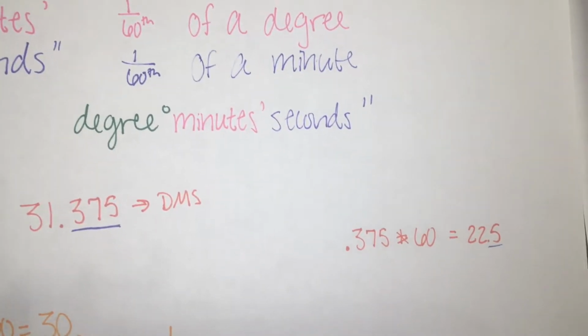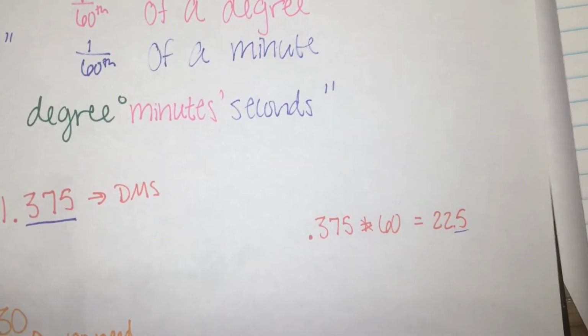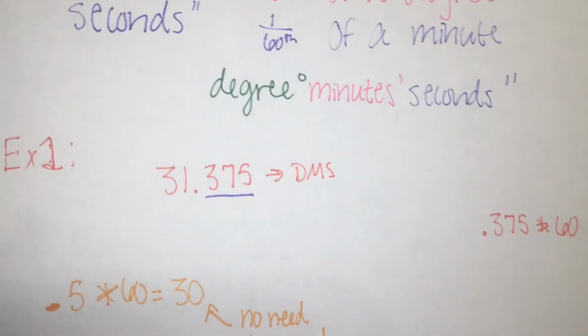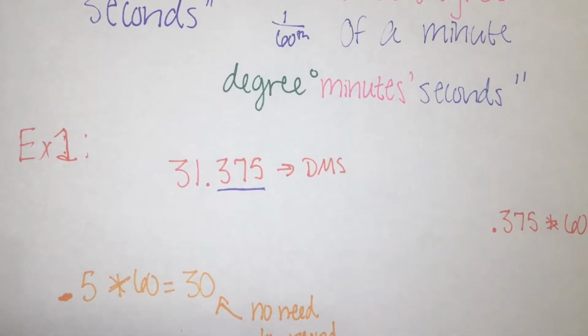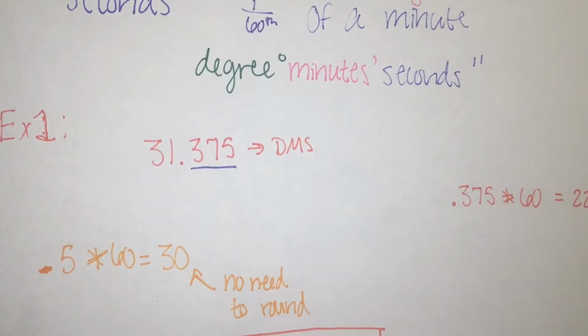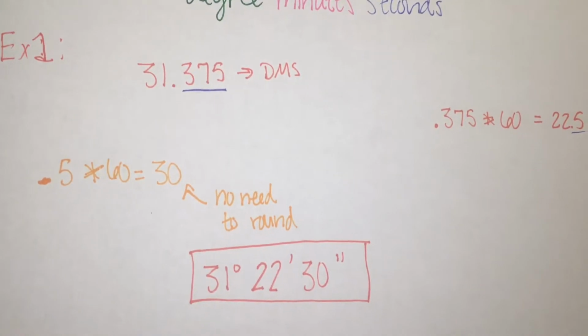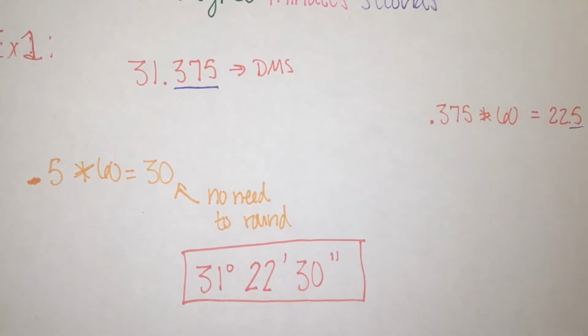Once again, we're going to keep the whole number the same, which is 22, and that's going to be our minutes. And now we're just going to look at the decimal, which is 0.5. Now when we take that 0.5 and multiply it by 60, we get 30. And in this case, there's no need to round. So now we have 31, 22, and 30. So this gives us our answer of 31 degrees, 22 minutes, and 30 seconds.